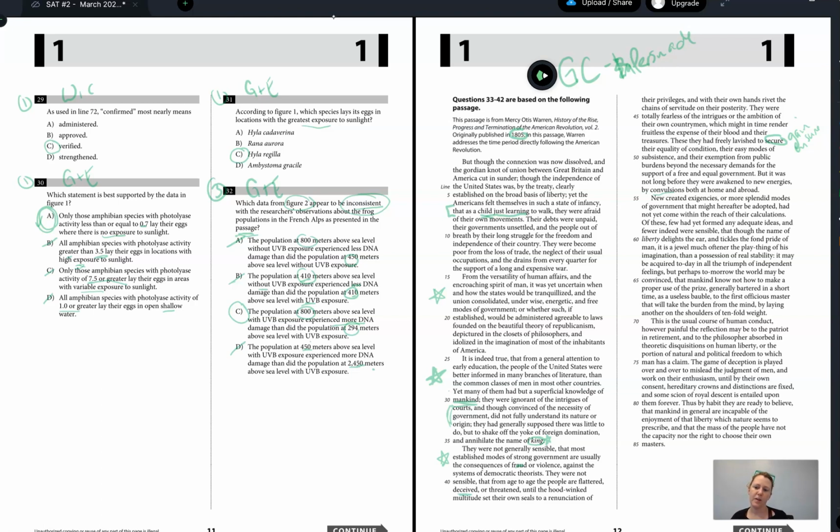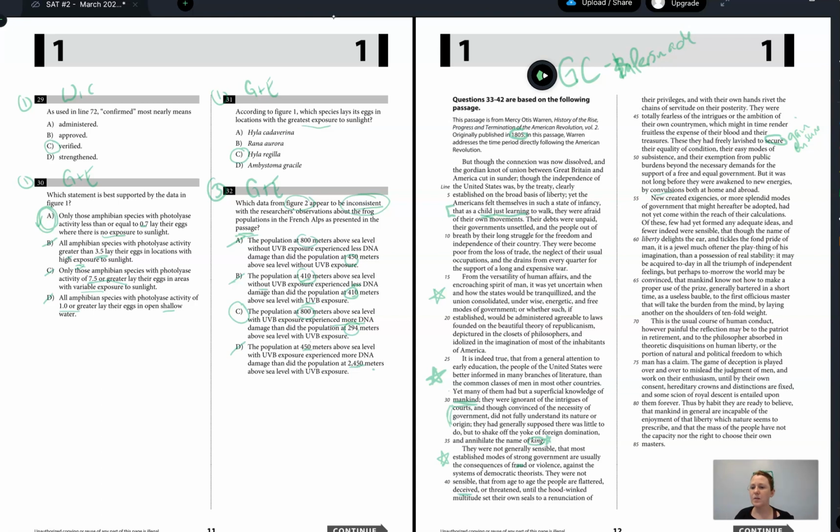However painful the reflection may be to the patriot in retirement and to the philosopher absorbed in theoretic disquisition of human liberty, or the portion of natural and political freedom to which man has a claim. The game of deception is played over and over to mislead the judgment of men and work on their enthusiasm until by their own consent, hereditary crowns and distinctions are fixed.